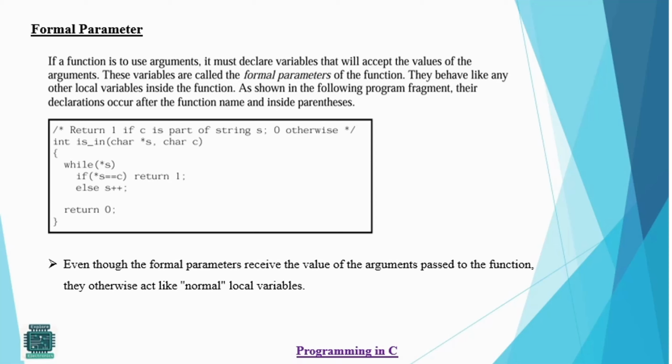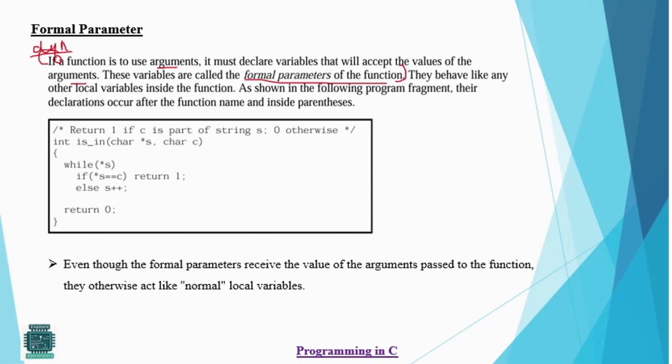Now, let us see about the formal parameters. If a function is to use arguments, it must declare variables that will accept the values of the arguments. These variables are called the formal parameters of the function. Please make a note of this definition. They behave like any other local variable inside the function, as shown in the following program fragment.